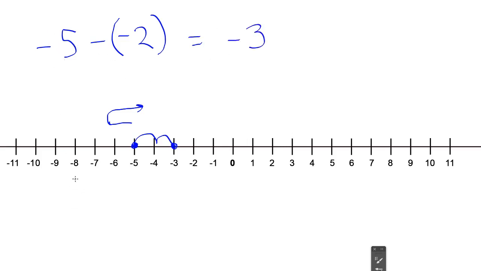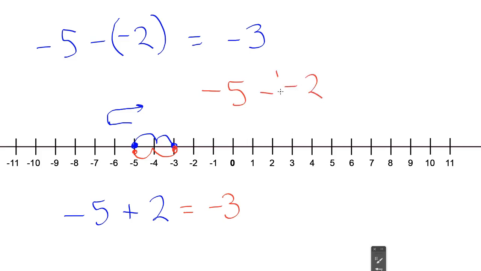And recall that this is the same as negative 5 plus 2, because in the case of negative 5 plus 2, we would start at negative 5 again and add 2, meaning go to the right 2 places. 1, 2, which equals negative 3. So once again, negative 5 minus negative 2 is just the same as negative 5 plus 2.